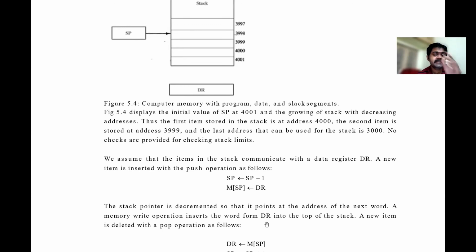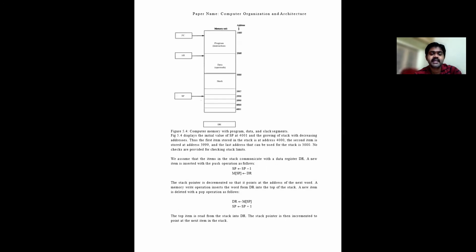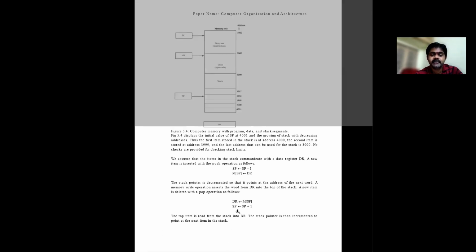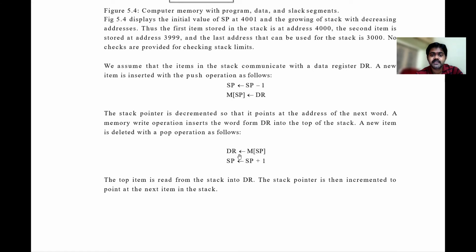But if you take a pop operation, which is exactly the push operation in the register stack, your stack pointer is incremented by 1. So if you see the pop operation here, DR gets M of SP. Here it is a write operation, there a read operation, and SP plus 1. The top item is read from the stack into the data register. The stack pointer is then incremented to point at the next item in the stack. So the first case is the push operation, and the second case is the pop operation.